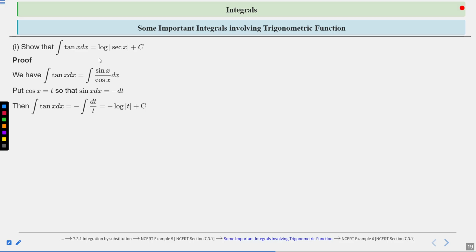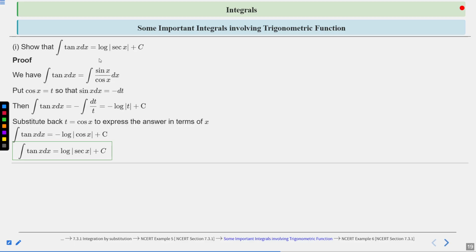The integration of tan x dx will be equal to minus dt upon t, which is equal to minus log mod t plus c. Now substitute back t is equal to cos x to express the answer in terms of x. So the integration of tan x dx will be equal to minus log mod cos x plus c.